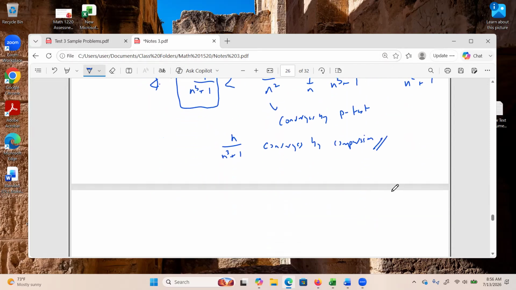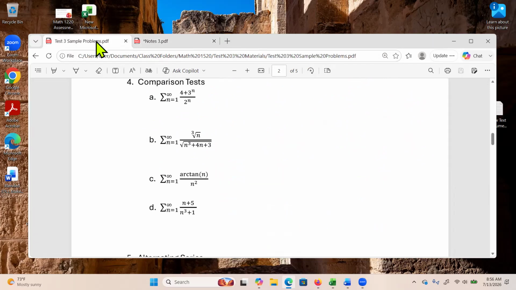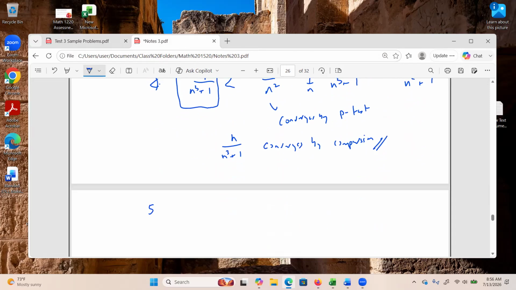So we could say, okay, what was it? 5. I'll double check myself. So we have n plus 5 over n cubed plus 1. Just to put the final statement on it, n plus 5 over n cubed plus 1 converges by comparison to 1 over n squared, which converges by the p-test.